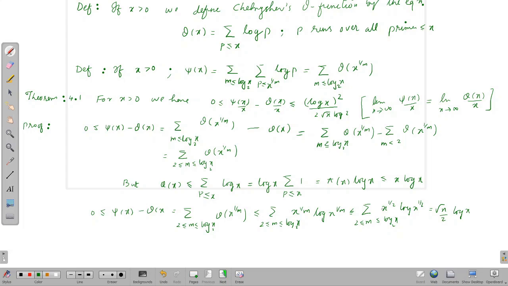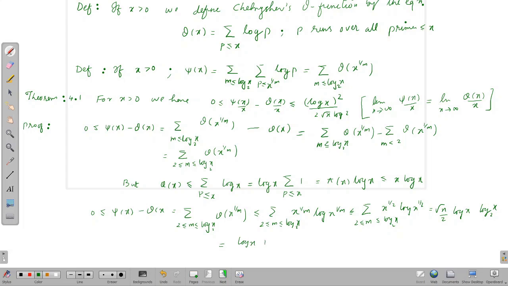If you take this out, then the summation contains only 1, so that is log x to the base 2 minus 2. You can replace that quantity by log x to the base 2. In fact, we have log x to the base 2 minus 2 here, so if you remove that minus 2, we get the biggest value of that. So this can be written as less than or equal to root x root log x times log x to the base 2.